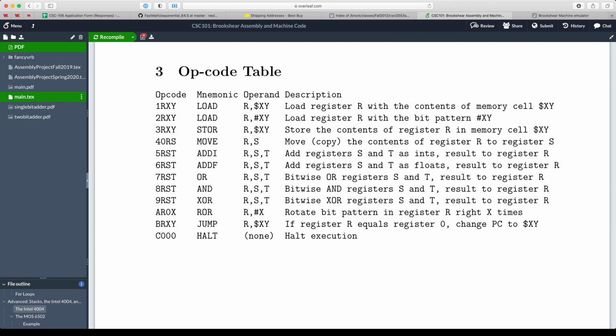Okay, so 1102 is going to load register 1 with the contents of memory cell 02. Whatever is in memory cell 02 will get copied into the register. Is the contents of memory cell 02 the actual number 02? Maybe, maybe not. But the contents of the cell and the address of the cell are two different things, right?